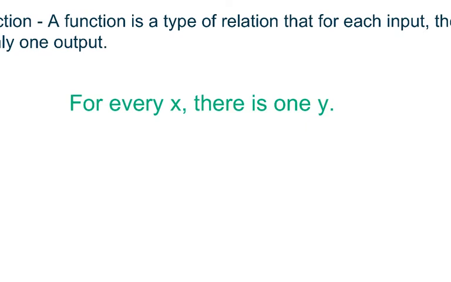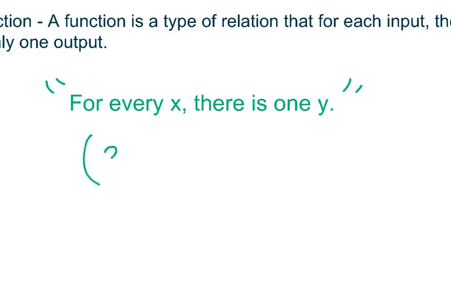So the next thing is a function, which you've probably talked about in previous math courses. But just to jog your memory, a function is a type of relation that for each input there is only one output. So there's some different things we've done with functions before. This phrase is probably new for you, but I want you to get used to this. For every x, there is one y. So that for every x coordinate, you only have one y coordinate.